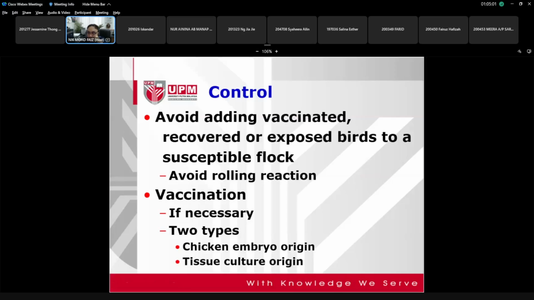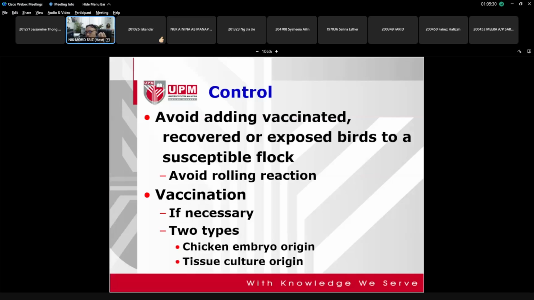Okay, there is a vaccine against it, but if you are in US, in many countries also lah, do not vaccine the farm unless is needed. Okay, do not vaccine the farm unless is needed, because sometimes it can lead to rolling reaction. I think I dah explain rolling reaction before kan dalam previous lecture. Okay, yang saya bagi example hari tu, yang case ILT hari tu.